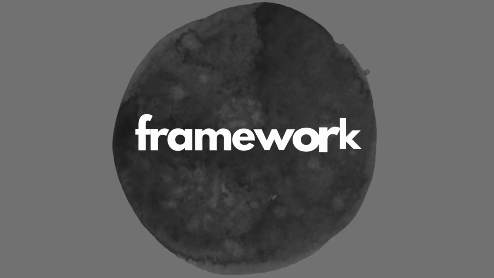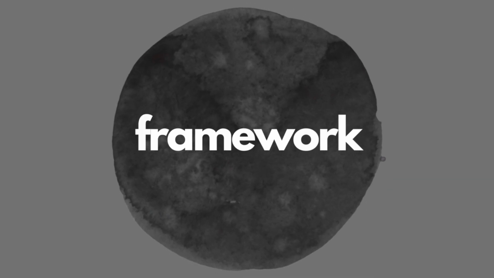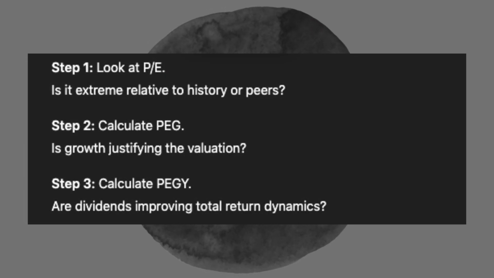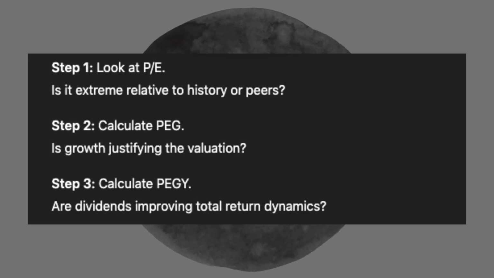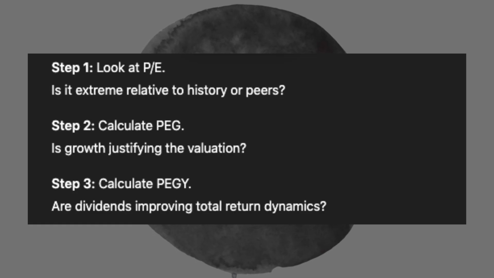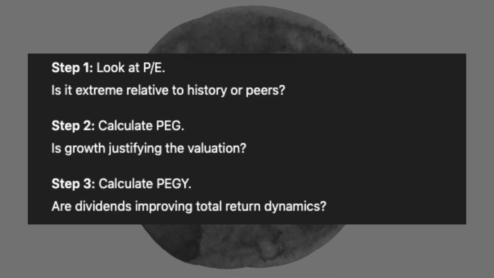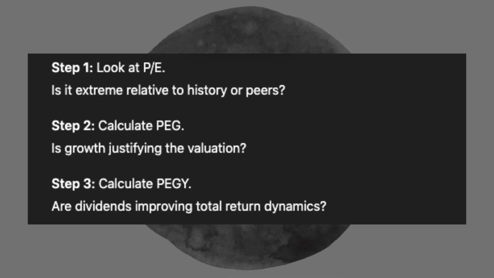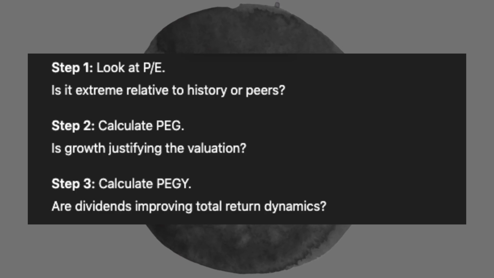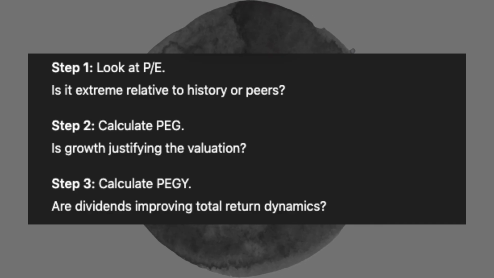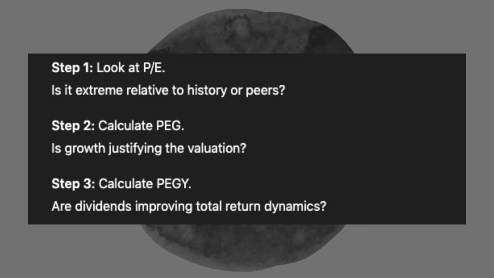Here is a practical framework you can use when analyzing a stock. Step 1. Look at PE. Is it extreme relative to history or peers? Step 2. Calculate PEG. Is growth justifying the valuation? Step 3. Calculate PEGY. Are dividends improving total return dynamics? If PEGY is below 1, you may have something worth deeper investigation.